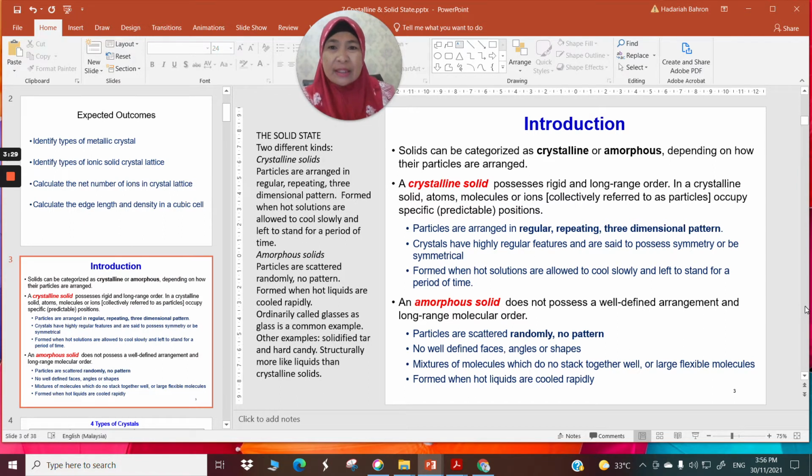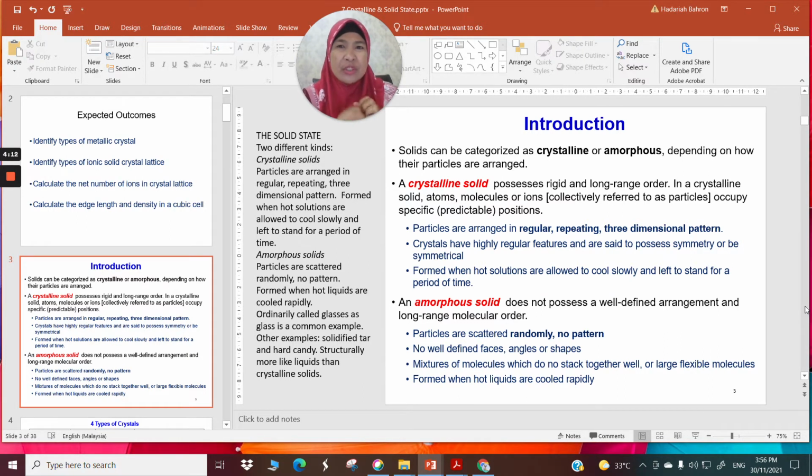Opposite to crystalline solid is what's called the amorphous solid. Amorphous solids do not possess a well-defined arrangement and they do not have long-range molecular order. The particles are scattered randomly. There is no pattern, there are no well-defined faces, angles, or shapes. The mixtures of molecules do not stack together very well, large, flexible, and amorphous solids are typically formed when hot liquids are cooled very rapidly.